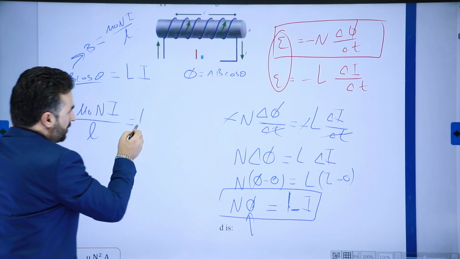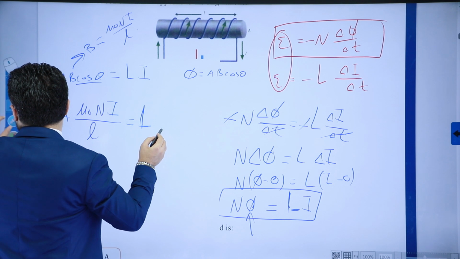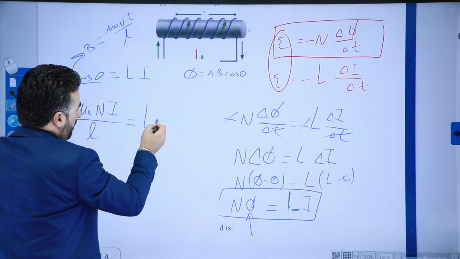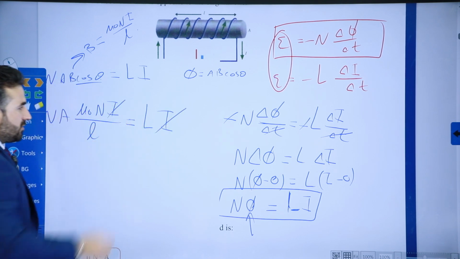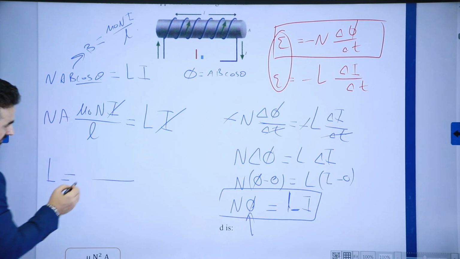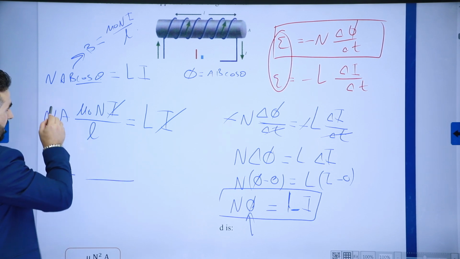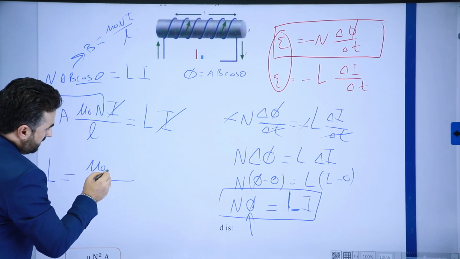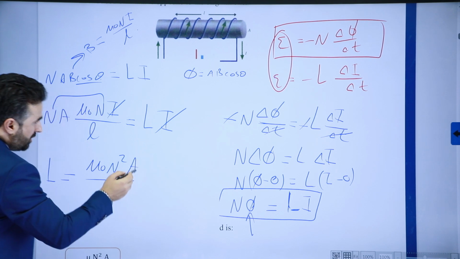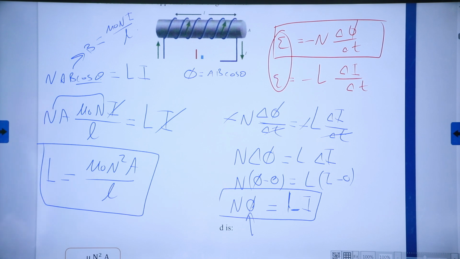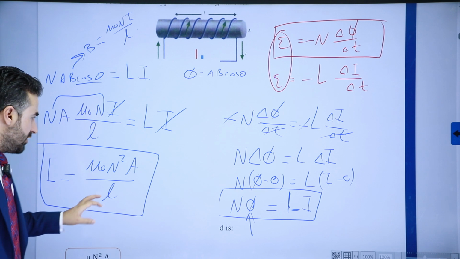And on the other side, of course, we still have the coefficient of self-inductance, and then multiplied by the current here. So this current and this will cancel out. Okay, so what are we left with? So L, coefficient of self-inductance, equals, you can see N, and N is going to be N squared. So we can say mu naught N squared cross-sectional area divided by the length. This is basically the coefficient of self-inductance for what? For a solenoid.